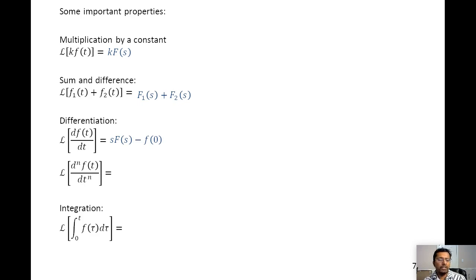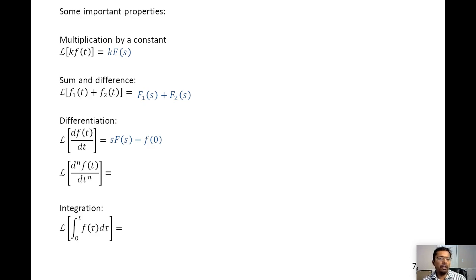If you look at the differentiation, d over dt of f of t would be equal to s times F of s. So notice that it becomes multiplication by s, and then minus f of 0, little f of 0, which denotes the initial value of little f. Again, the little f's denote functions in the time domain, and capital F denotes the function in the Laplace domain. And we can extend this to higher order differentiation.